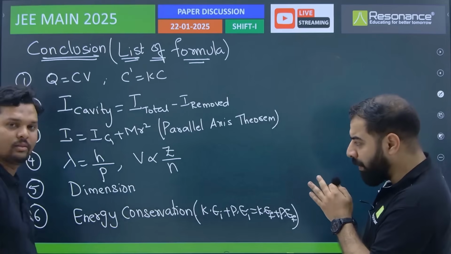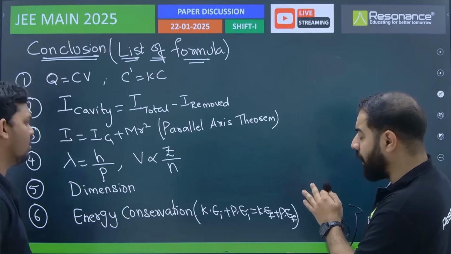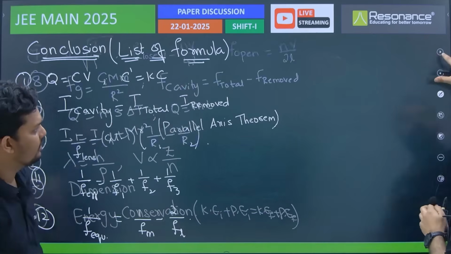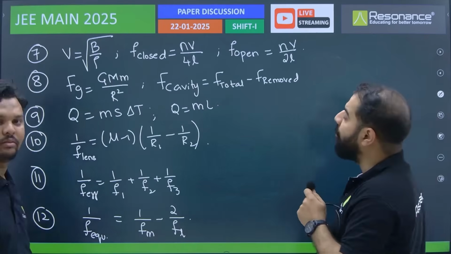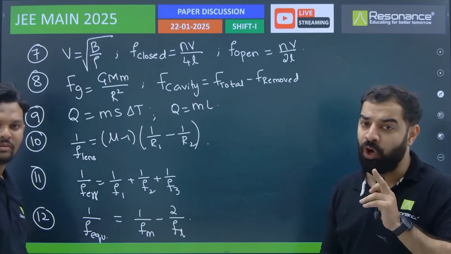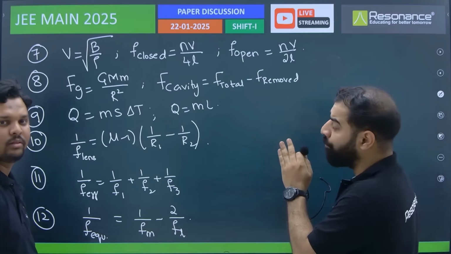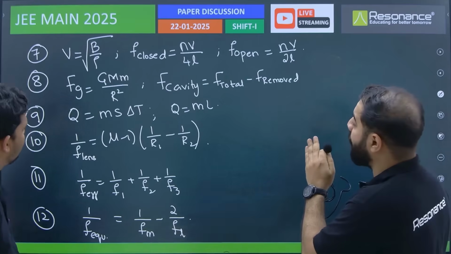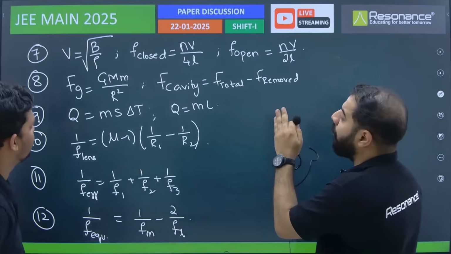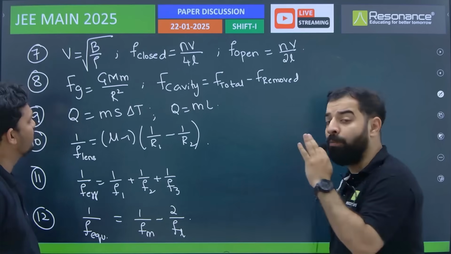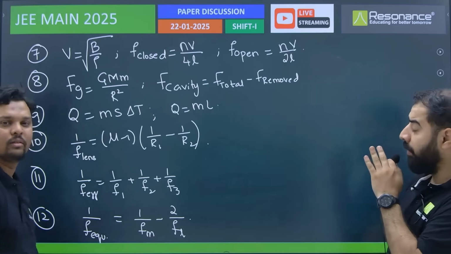There was some dimension-based question. There was some energy conservation-based question. Obviously, there was some question on sound wave. There was one question on sound wave. In that question, we used the formula of velocity of sound wave in fluid. Also, we used the frequency formula. So we just note down that we need to know the frequency formula in a closed organ pipe and in an open organ pipe. So just keep this in mind.